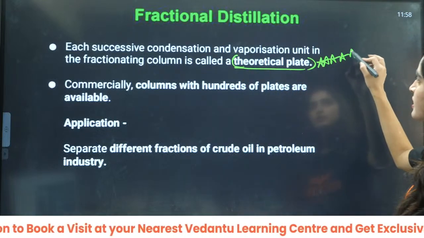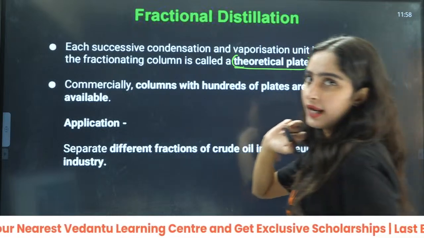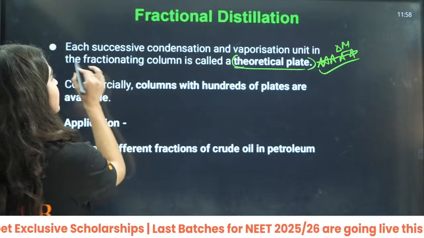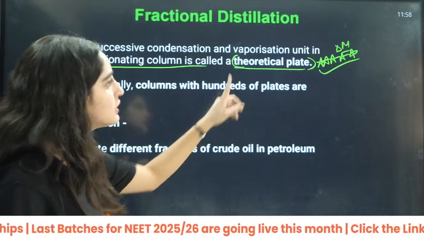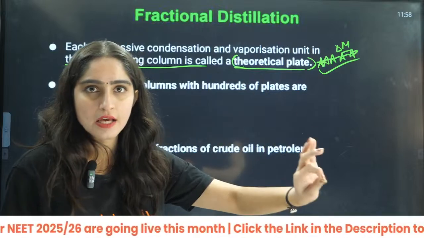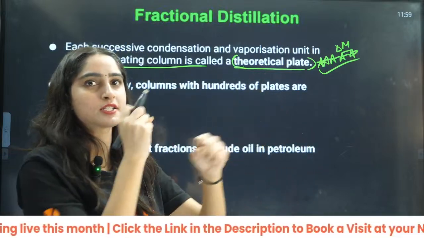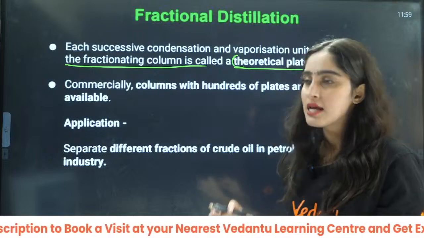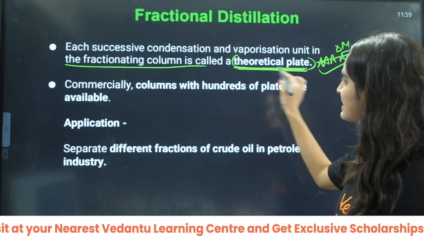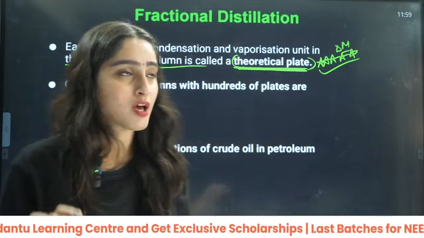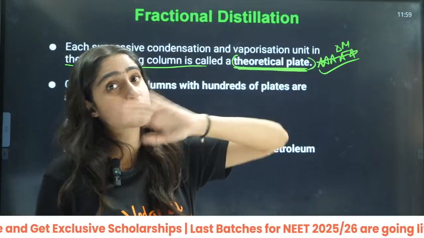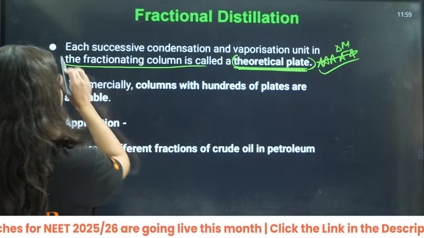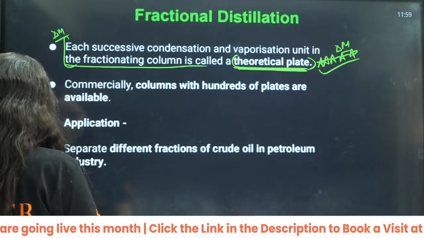They can ask you this. It is a very, very important question. Each successive condensation and vaporization unit in the fractionating column is called the theoretical plate. For example, there is one vaporization, one condensation, one vaporization, one condensation. So each successive vaporization and condensation is called the theoretical plate. This is directly from your NCERT. If they want to ask you a question from NCERT which they think students might or might not know, they can ask you the definition of theoretical plate. This is important.